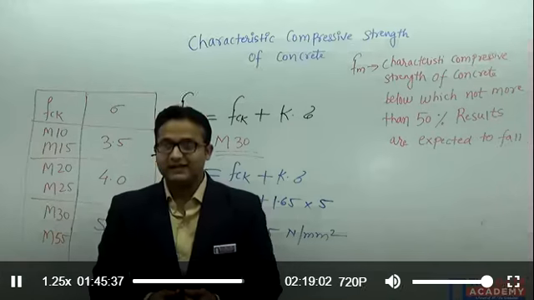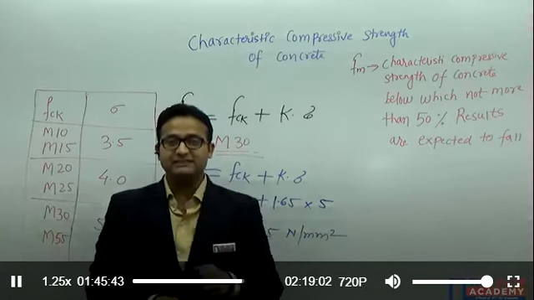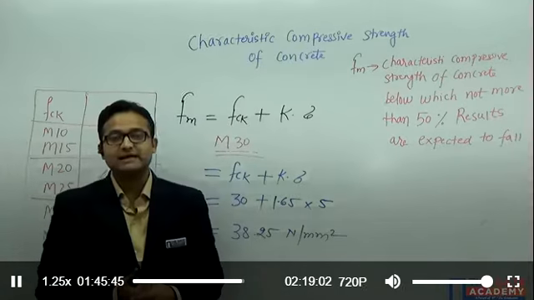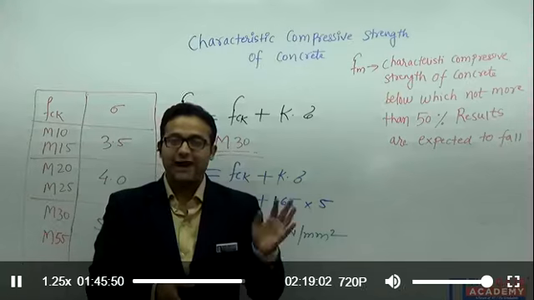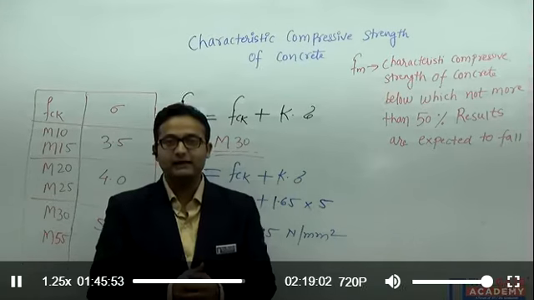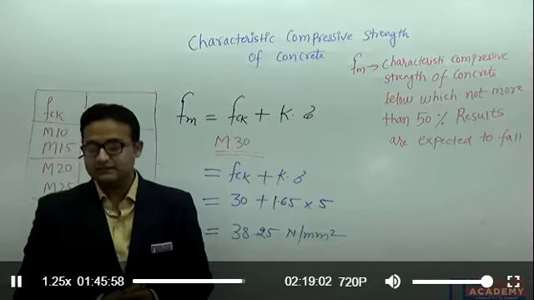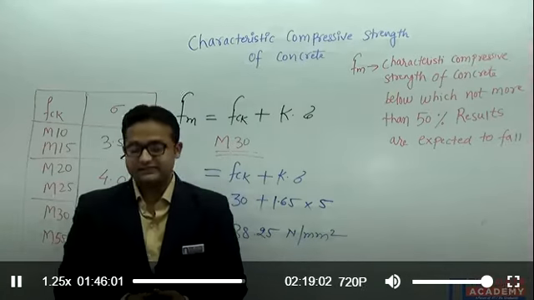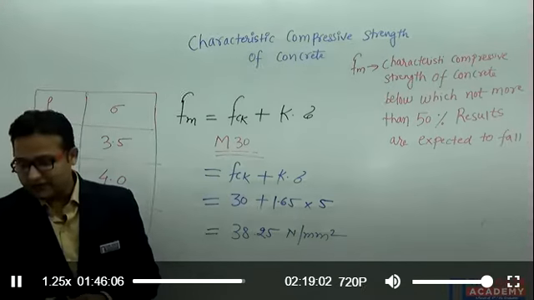Yes, the characteristic compressive strength is the strength for which we consider only the 5% chances of failure. Means only 5% results are expected to fall. Out of 100 cubes, we can assume the 5 cubes will be giving strength less than FCK. So here 5%, your answer is B. 5% of the results fail. Next question.